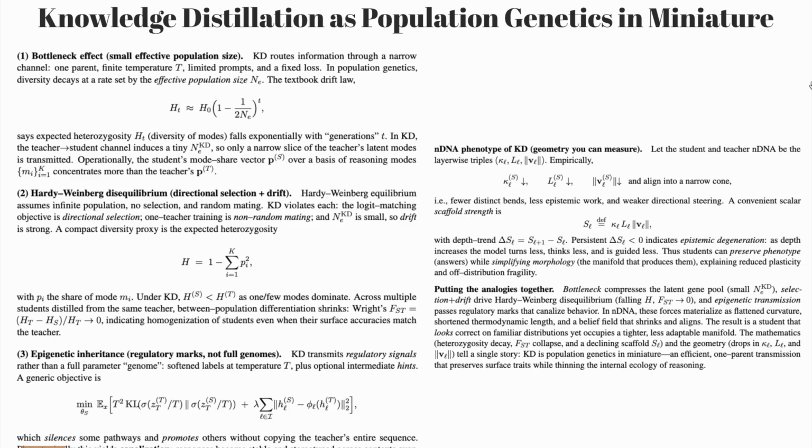A practical single gauge is a scaffold score, curvature times length times belief strength, read at each layer. If that score steadily drops as depth increases, the student is losing the ability to turn, to think longer, and to stay oriented, so it will sound right on familiar data yet wobble when the distribution shifts. In short, phenotype preserved, morphology simplified.